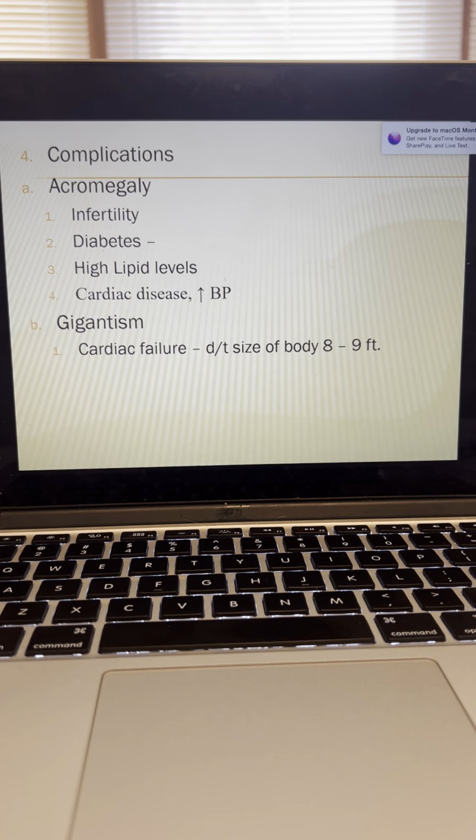So those are all things that a person can live with. But the biggest thing on acromegaly is that the physical changes will not reverse themselves, even if you can get the infertility or the diabetes or the lipid levels or the cardiac disease under control. The physical changes are already there. In gigantism, again, nothing you could do to reduce their body size. And oftentimes, what they have for a complication of gigantism is cardiac failure. So that's usually what takes their life.